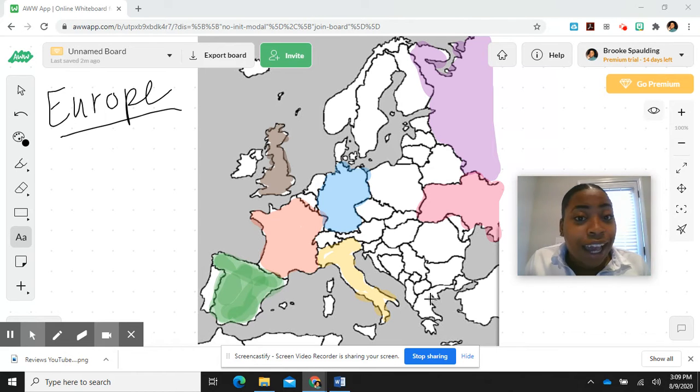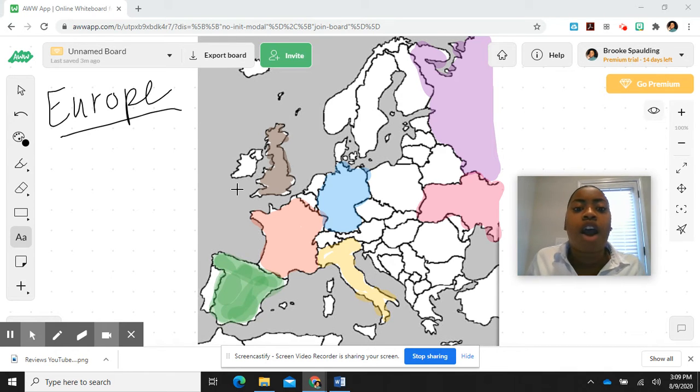Your standard for today is going to be to locate the following features. Today we're going to be locating France, Germany, Italy, Spain, Ukraine, United Kingdom, and Russia. Here we go. You can see my map already. I've already colored the areas we are studying, so now it's just time for us to label them and to know where they are.